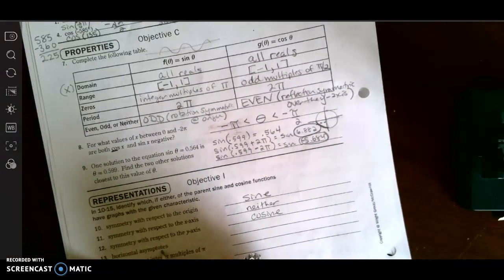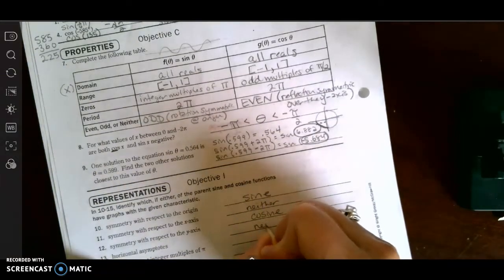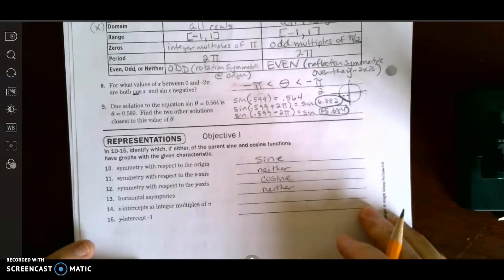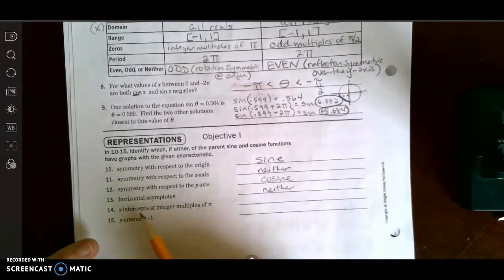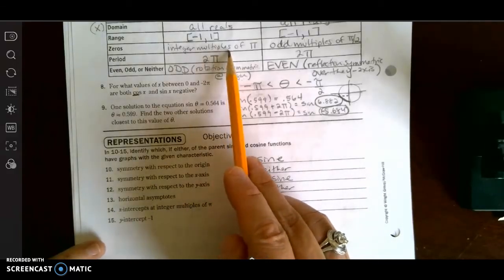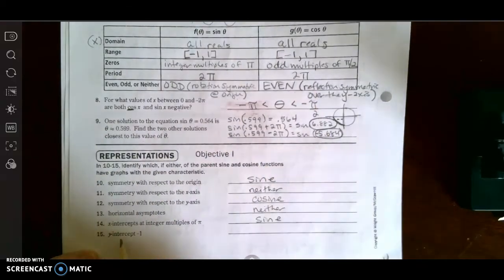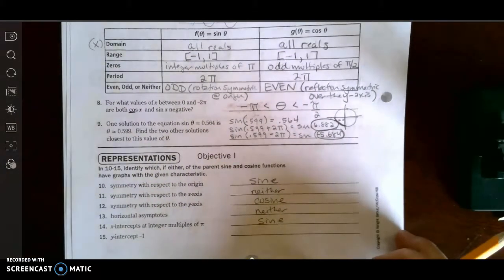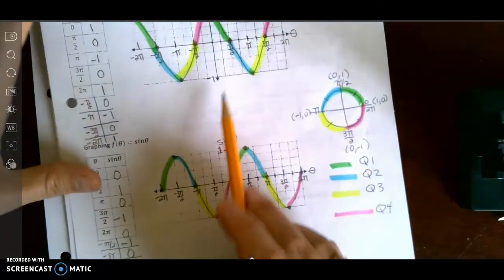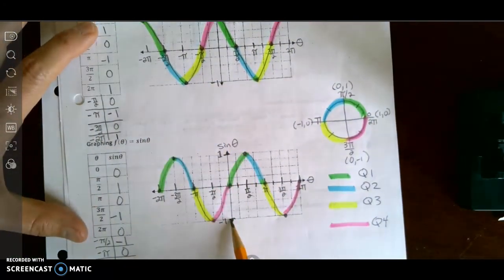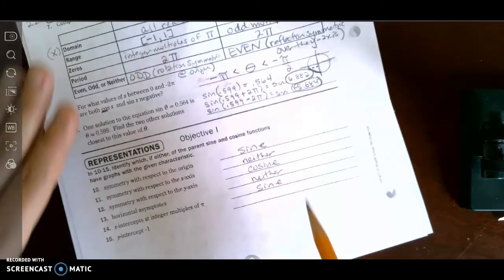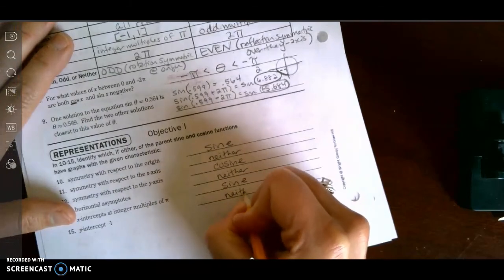Horizontal asymptotes. Neither sine nor cosine had asymptotes. X-intercepts at integer multiples of pi. Right up here in my table, integer multiples of pi. That was sine. And a y-intercept of -1. Let's look. That's not in my table. Y-intercept of -1. Neither of them goes through the y-axis at -1. So that one would also be neither.